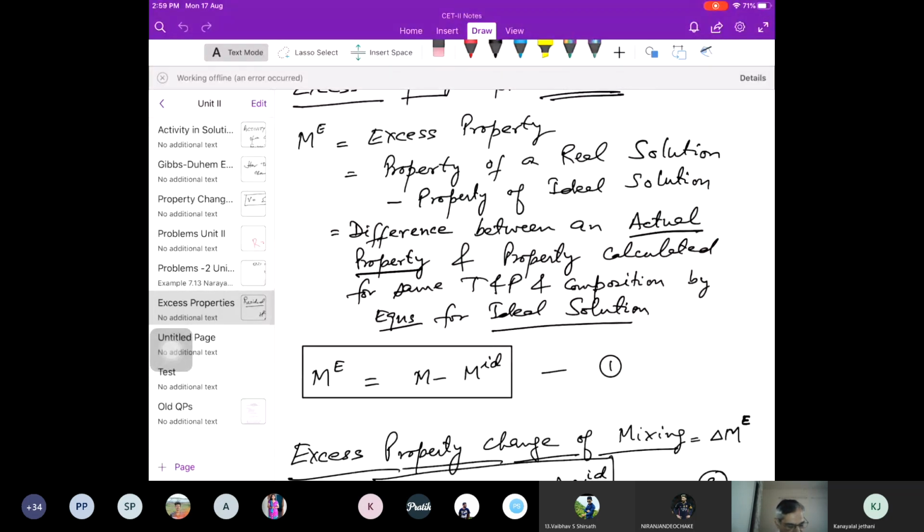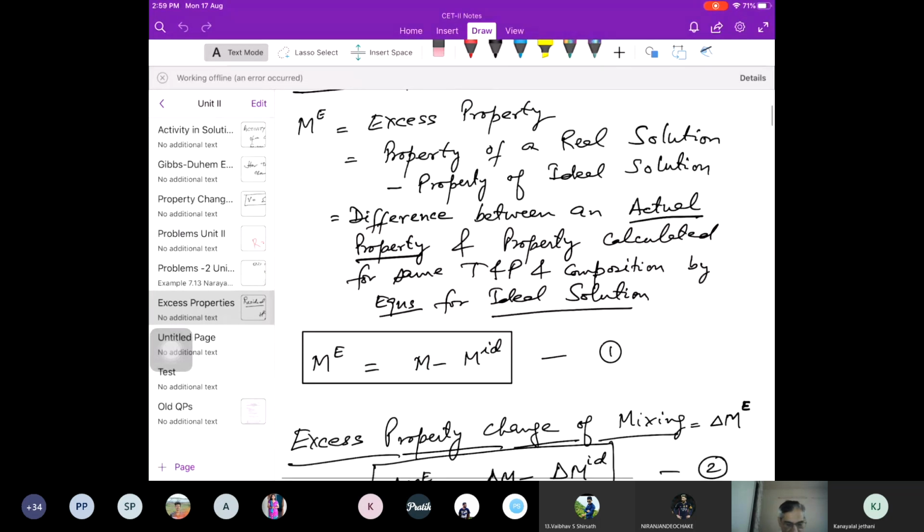Similarly, M superscript E is the definition of excess property. Okay, there are no questions.